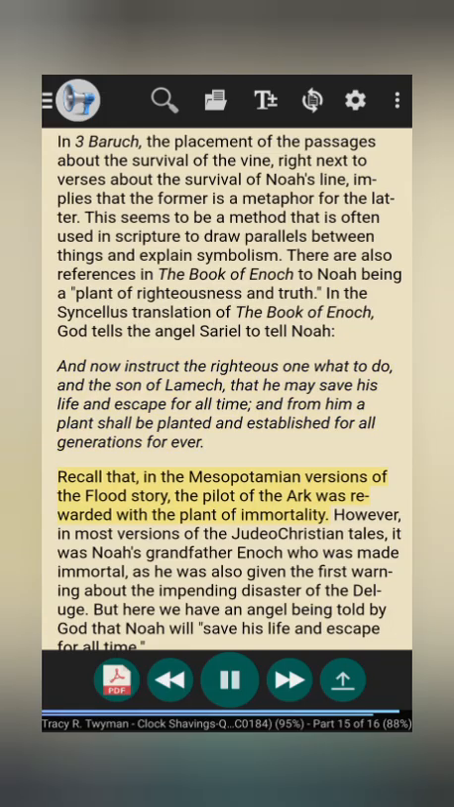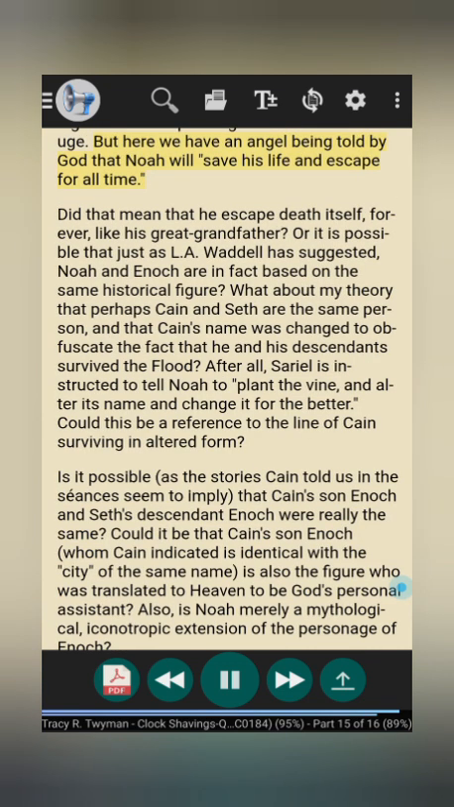Recall that, in the Mesopotamian versions of the flood story, the pilot of the ark was rewarded with the plant of immortality. However, in most versions of the Judeo-Christian tales, it was Noah's grandfather Enoch who was made immortal, as he was also given the first warning about the impending disaster of the deluge. But here we have an angel being told by God that Noah will save his life and escape for all time. Did that mean that he escaped death itself, forever, like his great-grandfather?